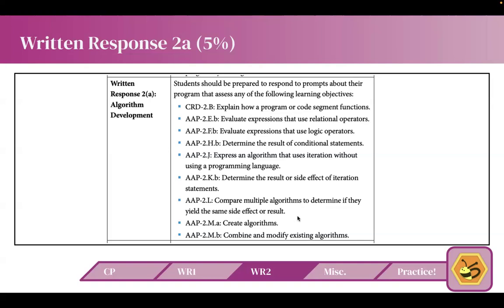What do you mean by the last point, combine and modify? Great question. So if you have an algorithm, and for example, say your algorithm takes two numbers and adds them together, right? But you want to take that algorithm and make it able to multiply two numbers together instead. That would be modifying an existing algorithm. Does that make sense?